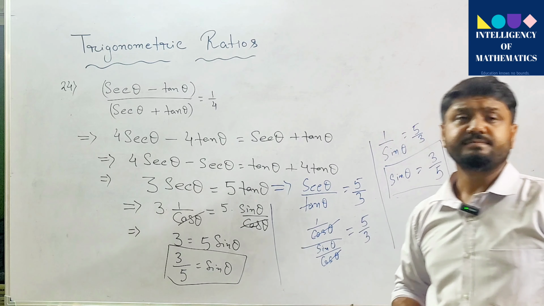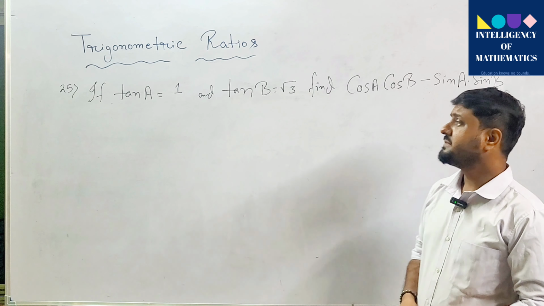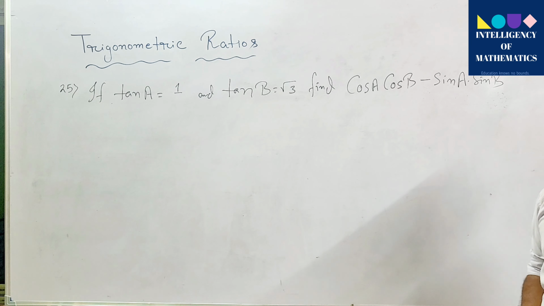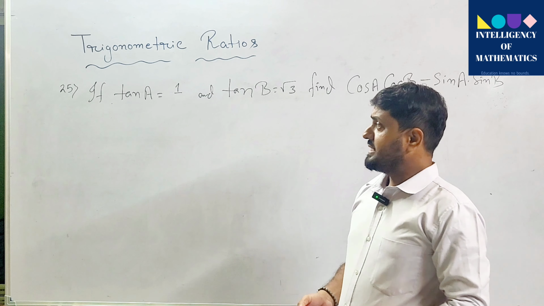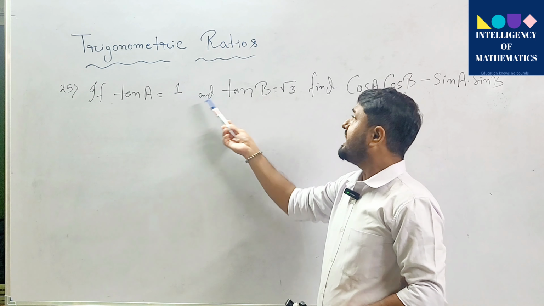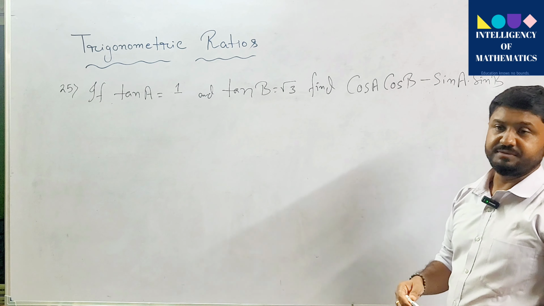Let's see the next sum. After 24, 25 is another type, so I am showing this one also. It is told here that tan A's value and tan B's value are given, and we have to find the value of this expression.